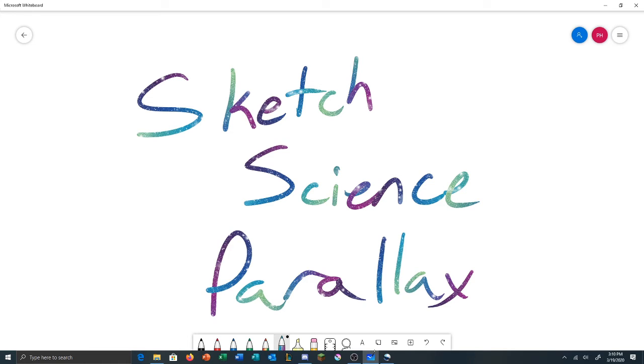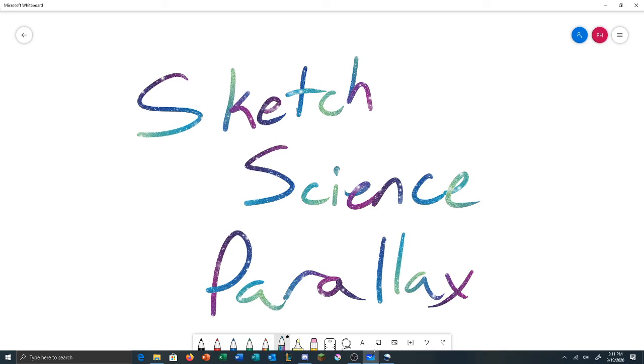Have you ever wondered why it is that when you put your thumb in front of your face like a foot away and then you close your eyes one at a time, your thumb seems to move even though you know it's in the same spot? Well, welcome to Sketch Science, where today we're going over the idea of parallax.